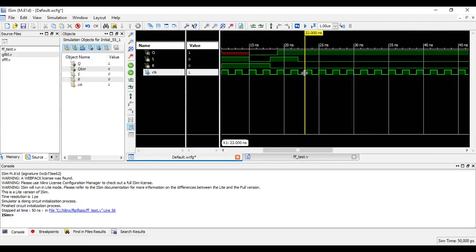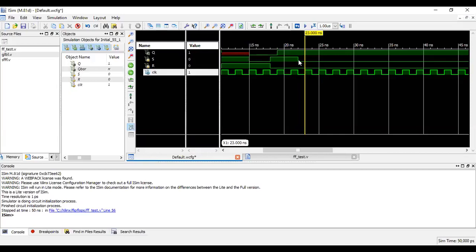Now go to this. This is the positive edge now. At the positive edge, S is 0, R is 0. When S is 0, R is 0, what will happen? The output will follow the previous state. The previous state was 1. That means the previous positive edge. Here it is. The previous positive edge is 1. So at the next positive edge, the output also will be equal to 1.